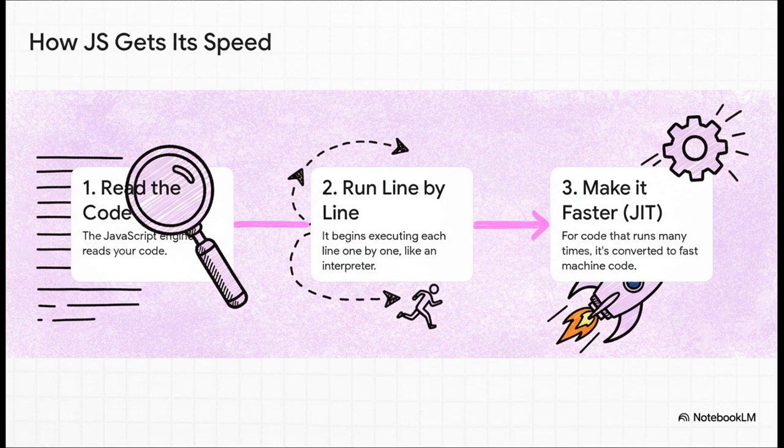Let's walk through it. First, the JavaScript engine starts off acting just like an interpreter. It reads your code line by line and gets it running quickly. But it's also watching what's happening. If it notices a piece of your code getting used over and over again, like, say, a function inside a loop, the just-in-time compiler kicks in. It takes that hot piece of code, compiles it into super fast, optimized machine code, and then swaps it in. So the next time that loop runs, it's not being interpreted anymore. It's running at blazing fast compiled speed.